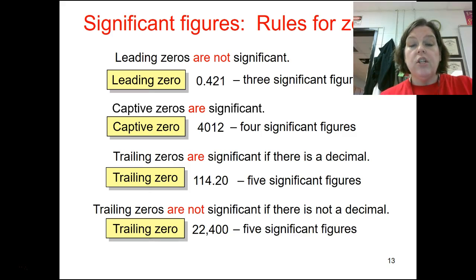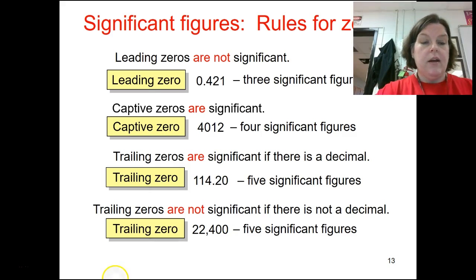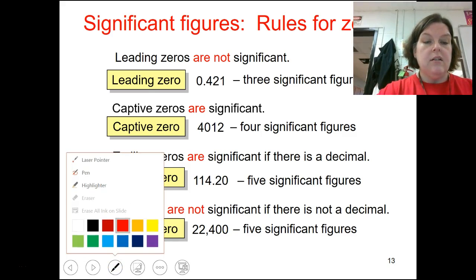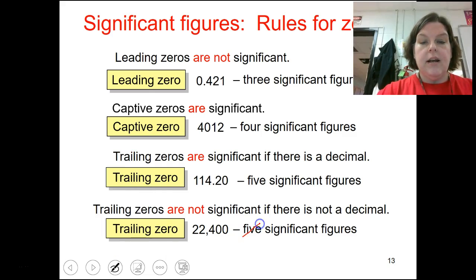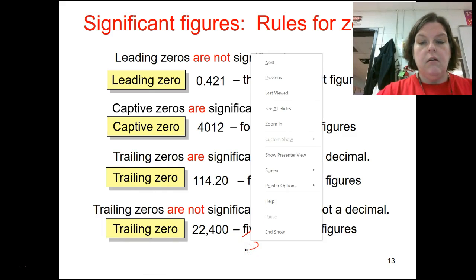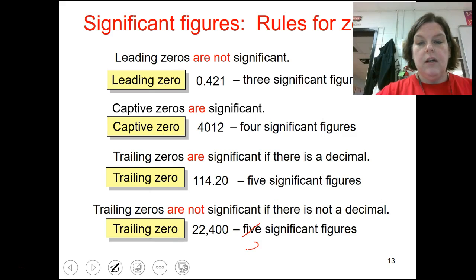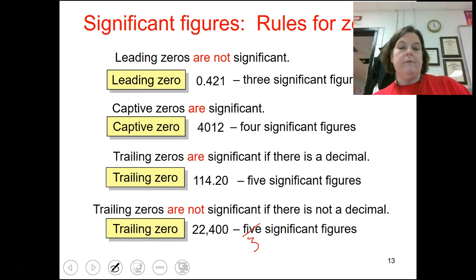Oops, that's wrong. That should be 3. Sorry about that, guys. Made a mistake and didn't change something. Okay, pen, I'm going to cross that out. That should be 3. Oops, it's not doing it. Hang on. Let me see if I can get it to do it again. That should be 3, not 5. Sorry about that.